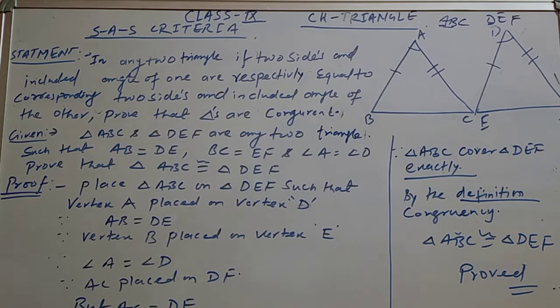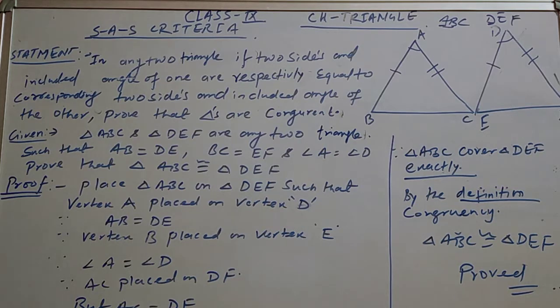Okay. So in any theorem, if you want to prove any theorem, you will have to go with the four steps. First one is your given part, second what to prove, third construction if needed, and fourth is proof.